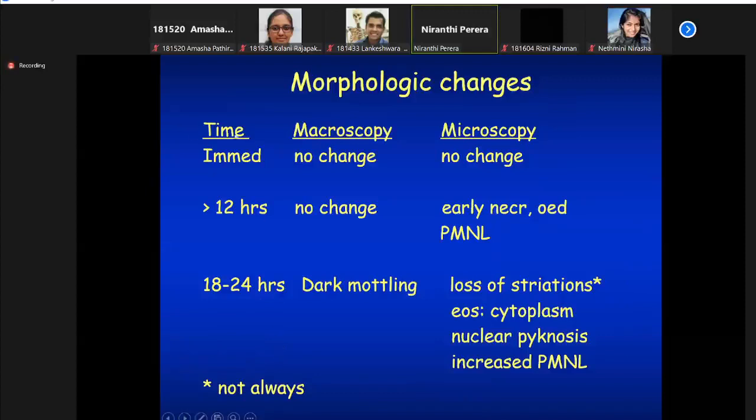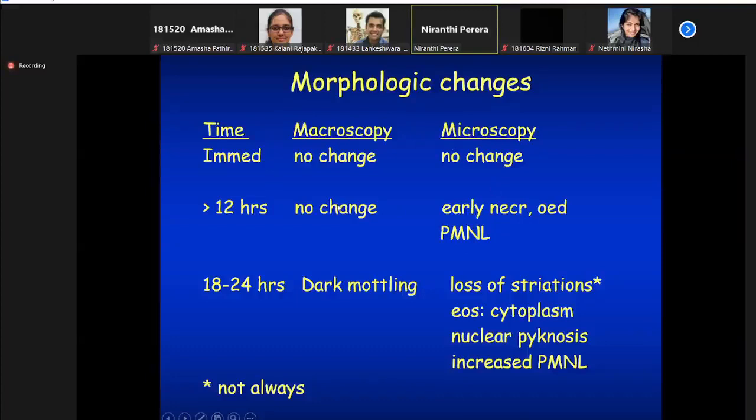Right, here's the time, here's the macroscopy or what it looks like, and here's the microscopy. I don't want you all to memorize this, but just a few things for you to know. Can you see that it's only after 12 hours that you can see any changes, and the changes are initially microscopic, where you have some early necrosis, edema, and an acute inflammatory reaction with polymorphs. So even though that's going on microscopically, macroscopically the heart looks normal.